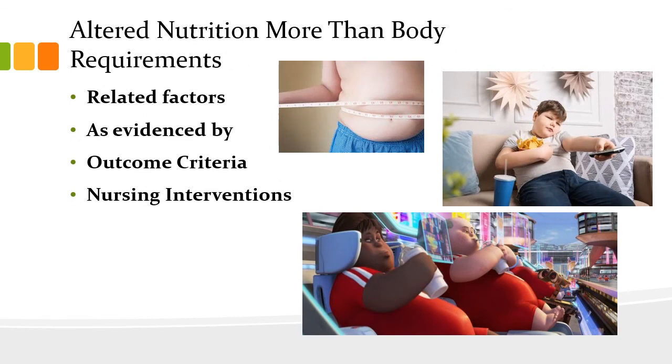Then there's the other end of the spectrum, altered nutrition: more than body requirements. Some risk factors for this are, of course, lifestyle, not staying active, eating the wrong types of food, eating too much food, and 35% of U.S. adults are obese. Obese, not just a little overweight, but obese. 34% are overweight. And unfortunately, this is being passed down to children. 17% of children and adolescents are obese, and 32% are overweight. They are 3 times more likely to be overweight than one generation ago.